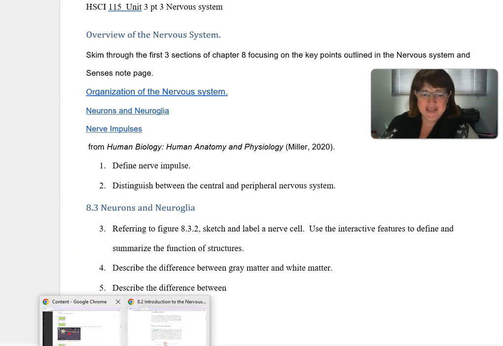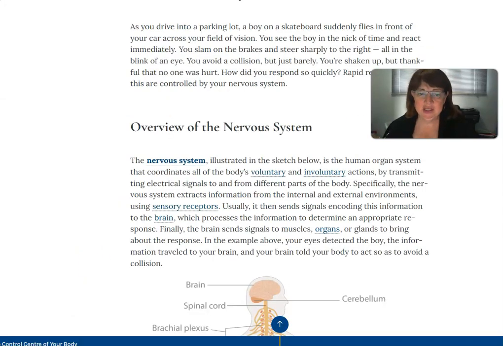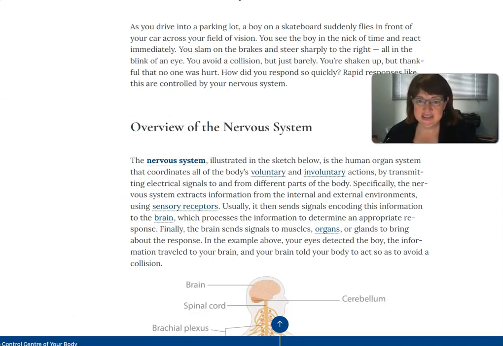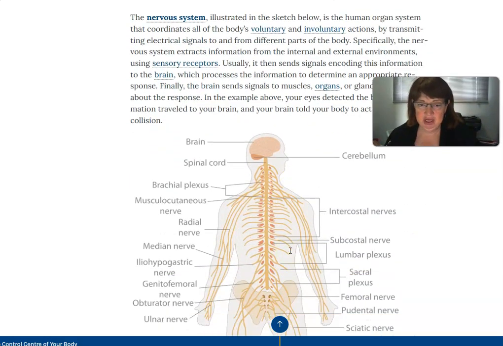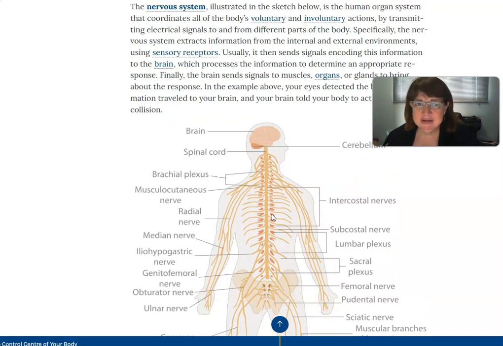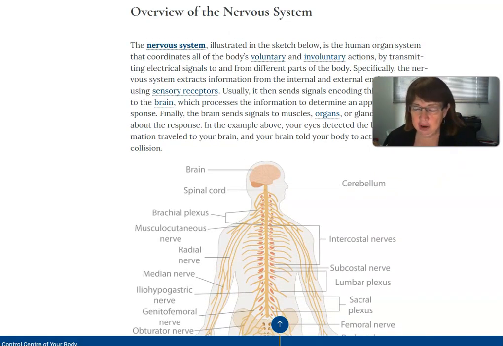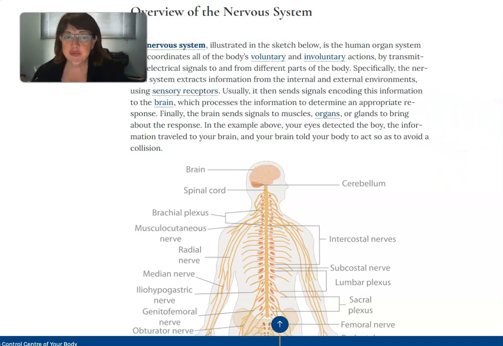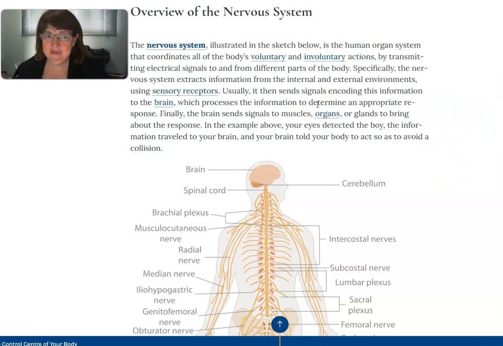So when we look at the textbook, the nervous system is shown below, and here's the nervous system. That's not showing up very clearly, is it? Here's the nervous system. The nervous system's job is to interpret and transport information. So the nervous system will coordinate both voluntary action, which is ones you think about, and involuntary action, which are things that automatically happen. And it transmits electrical signals from the receptors.